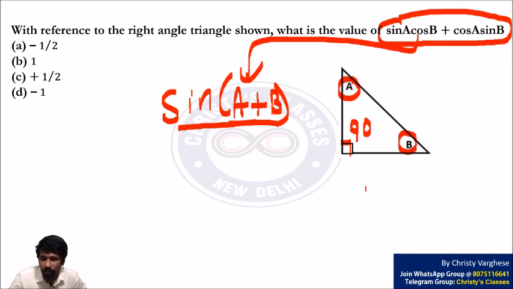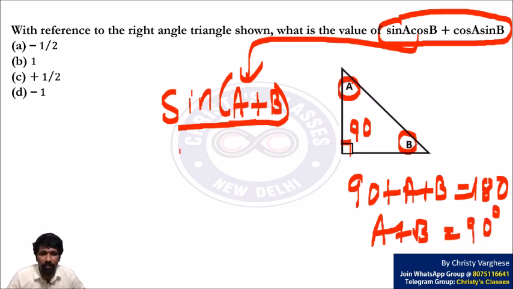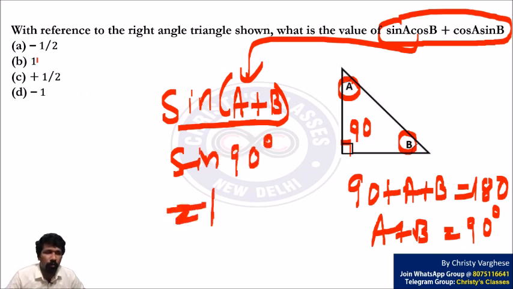Now, you know that 90 plus A plus B is going to be 180, by the angle sum property. From that you can easily say A plus B is equal to 180 minus 90, that is 90. A plus B is 90 degrees. So sine of A plus B means sine of 90 degrees. Sine of 90 degrees will be 1. So the answer is 1. Option B, 1. Is it clear to all?